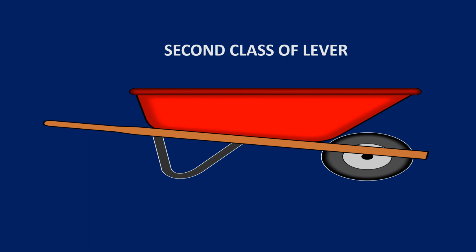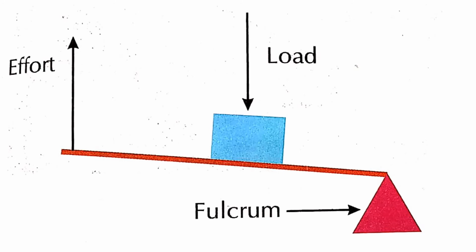Next is second class of lever. In second class levers, the load is between the effort and the fulcrum. A common example is a wheelbarrow where the effort moves a large distance to lift a heavy load, with the axle and wheel as the fulcrum.